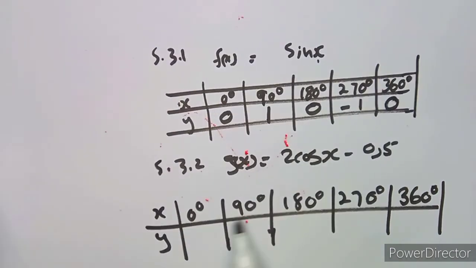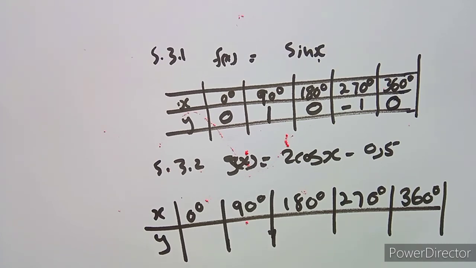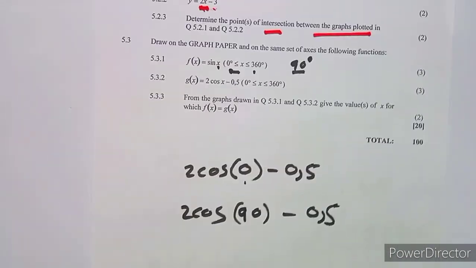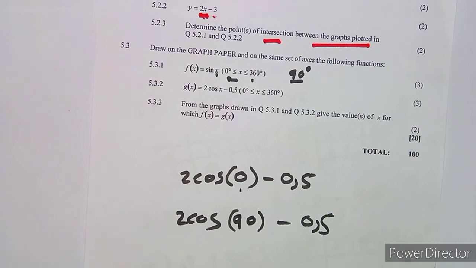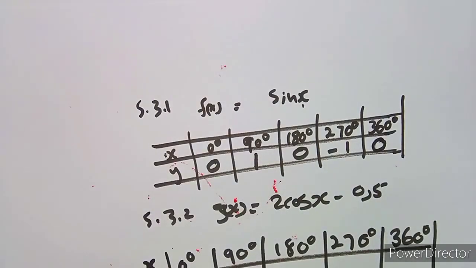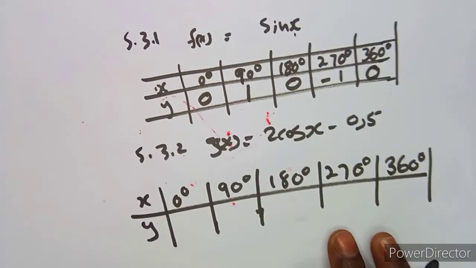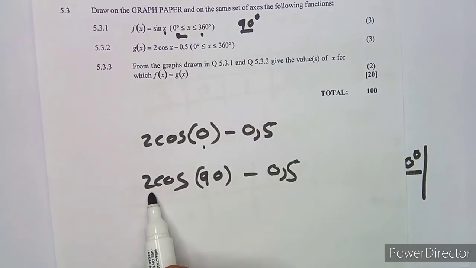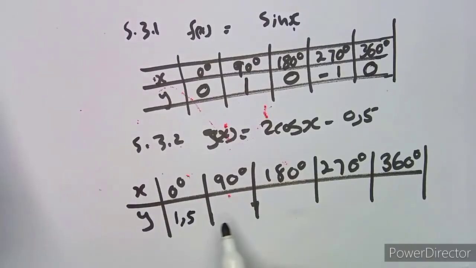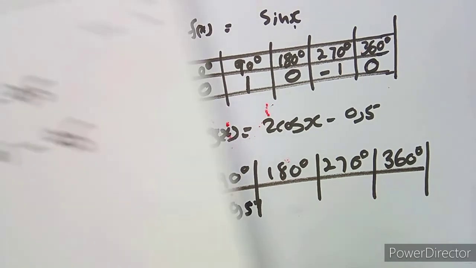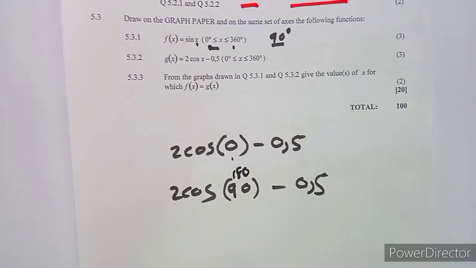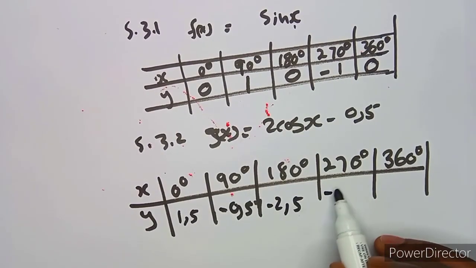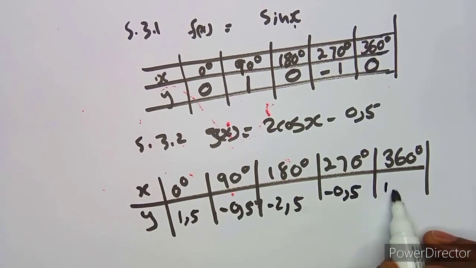All right, so the first one at 0, we are going to obtain, let's just do it here. Writing these values down, I'm obtaining 1,5. So make sure you put it nicely. Then 90: 2 cos 90 minus 0,5 is going to be minus 0,5. Then 180, you do the same, which is negative 2,5. You do this up to the last value, which is negative 0,5, 1,5, like that.